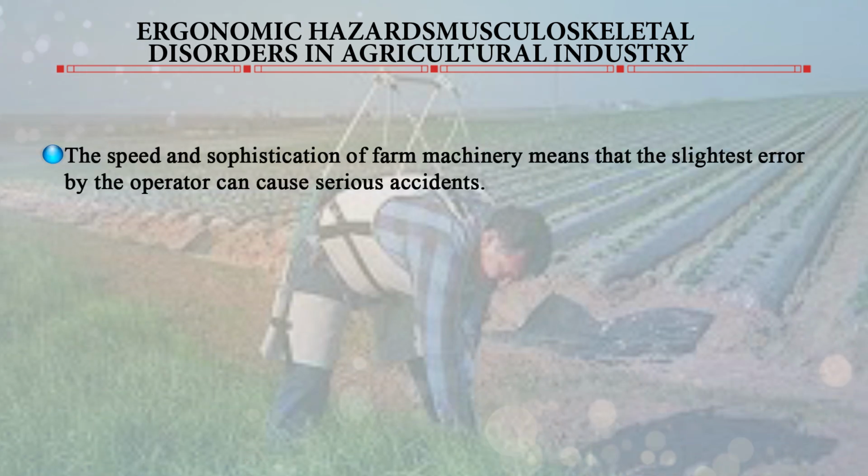Now, the speed and the sophistication of the farm machinery means that even the slightest error by the operator can cause serious accidents, because you have these cranes and you have the chainsaws, you have so many equipments that are being used by the agricultural workers. So, even if you don't know how to operate these machines properly, and if you are in a hurry or in haste, then the farmers can end up with certain fatal accidents.